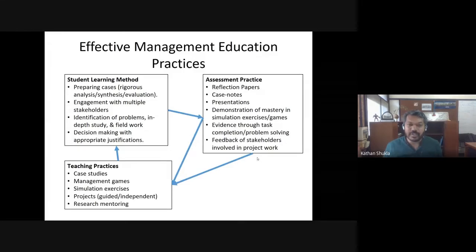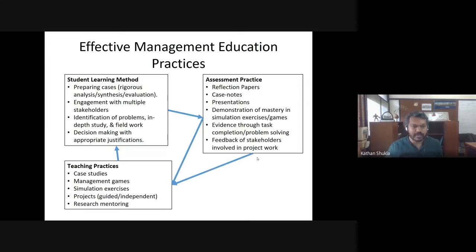So assessment also, because this is what we want them to spend their time on. So we don't only have a 3 hour exam. Of course, you may also have a 3 hour exam, but in addition to that, we have so many other things. We also ask them to write reflection papers, a lot of case study notes, a lot of presentations, where they have to demonstrate mastery of all the learnings which has happened in the classroom and off the classroom. They have to provide evidence for all the tasks that they do, all the sorts of problem solving that they do. And then we often take feedback from other stakeholders.